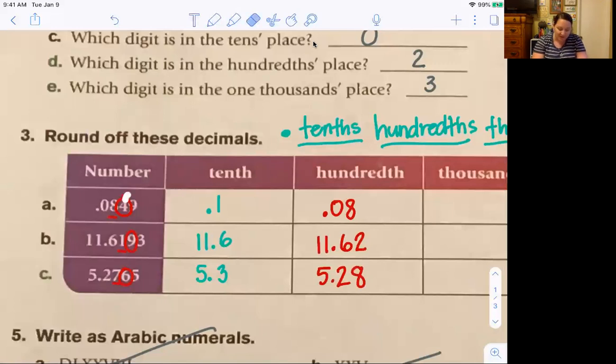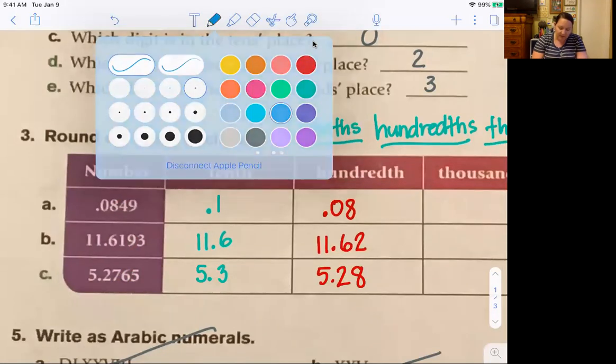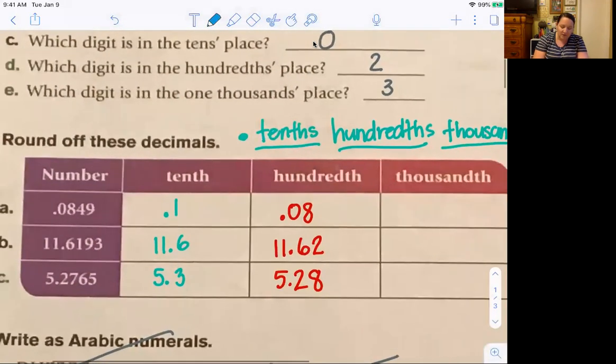Okay, let's do it one more time. Let's go to the thousandths. Erase this so we can work with it. Use a different color. Here we go. Letter A, I'm rounding to the nearest thousandths, 0.0849. What number's in the thousandths place? A 4. That means the 9 is the boss. What does that 9 make that 4 do? Up the score, right? We're going to up. So 0.085. That's to the nearest thousandth.